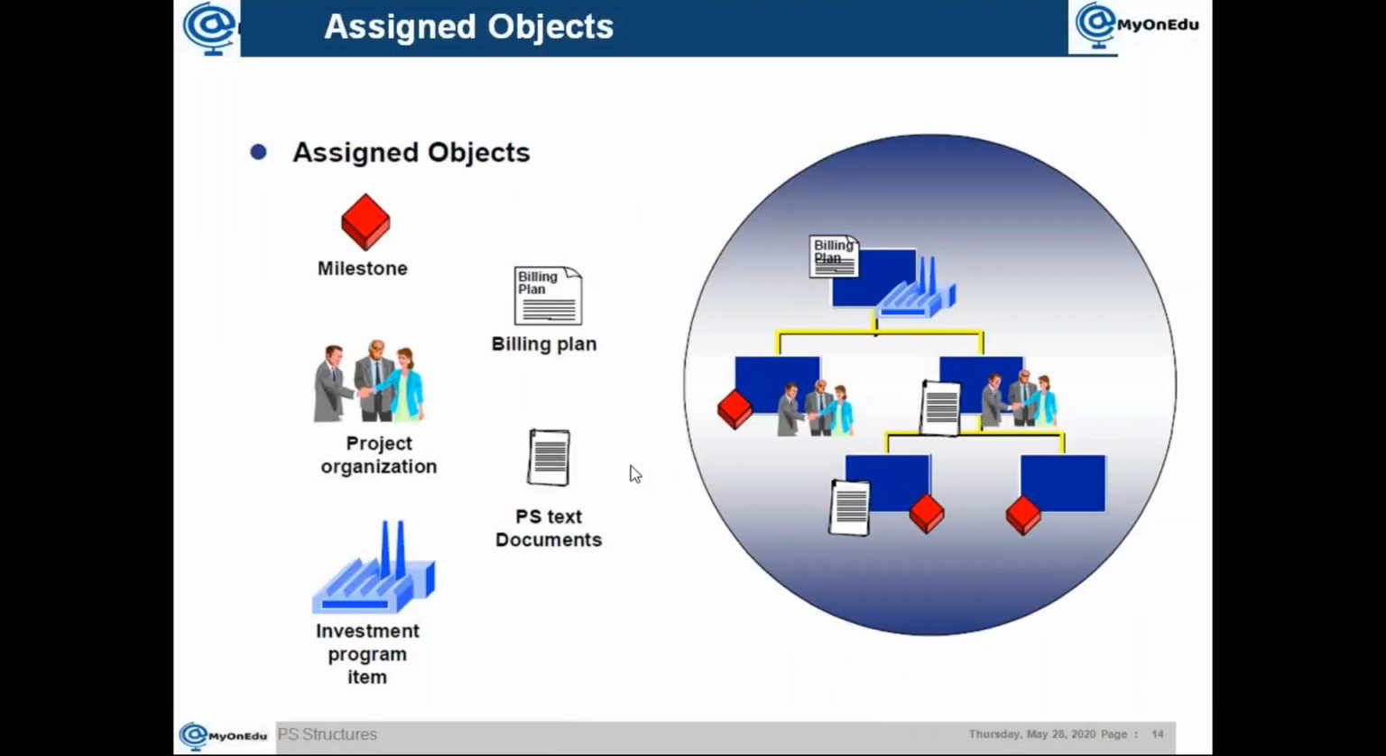Okay, so let's say, then this is what we are talking about, the assigned objects. What are the objects which you can assign to a WBS element? You can assign a billing plan. Anyway, we'll take that one later. You can assign milestones. Then you can have an organization assigned to your WBS element. You can have a text assigned to it. You can have an investment program item assigned to a WBS. These are different things. Surely more than that, you can have orders assigned to it, you can have a network assigned to it. So many objects you can assign to a WBS element.